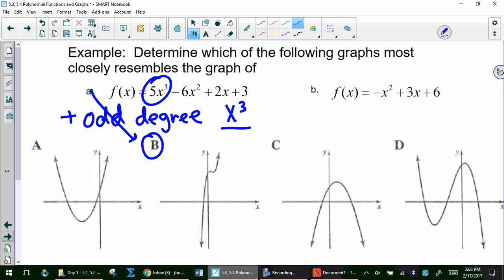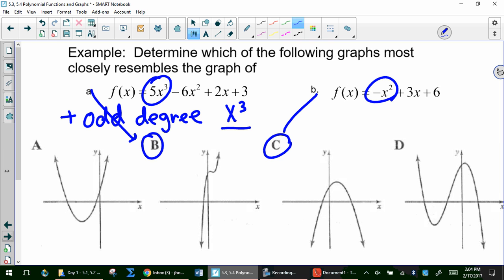How about the next one? Negative x squared plus 3x plus 6. Which of these graphs would most closely resemble this function? Oh, wait, sorry. It's even, and is it A? Oh no, it's C because it's reflected downward. If you think about quadratics, we know they're downward facing if that a term in front is negative and the degree is 2. It's finishing down, down.